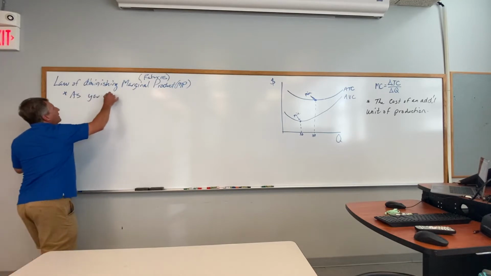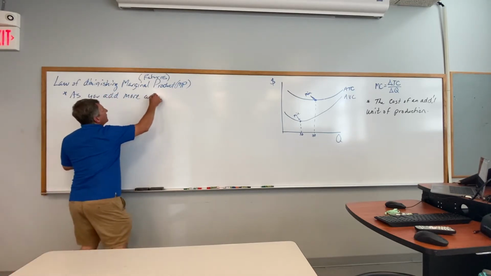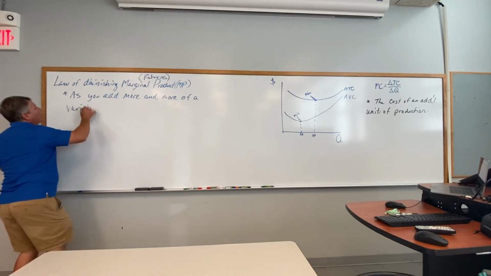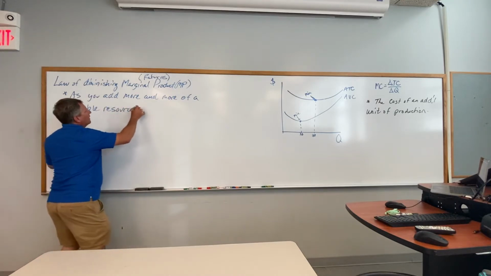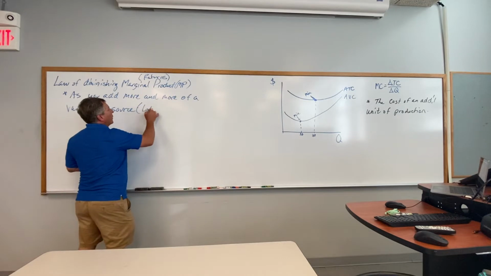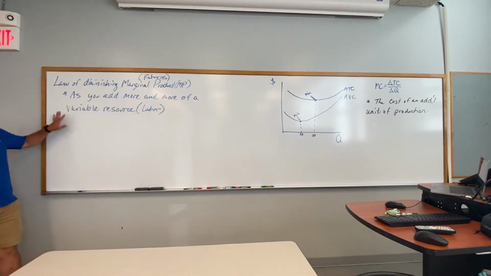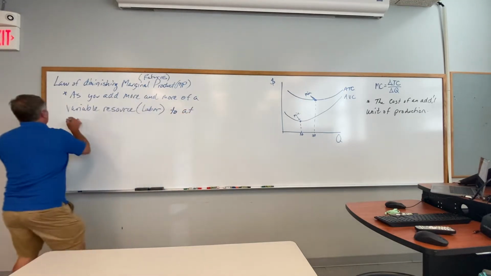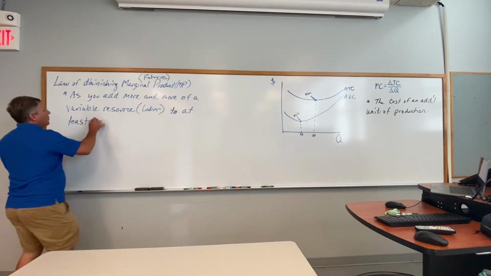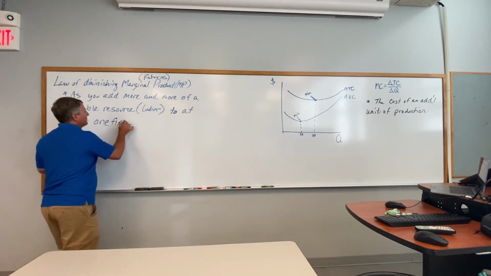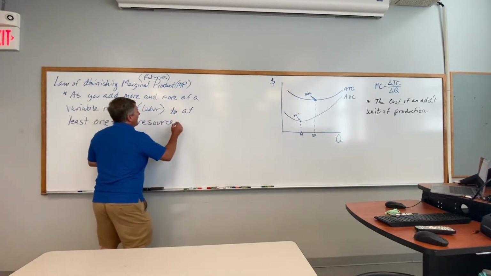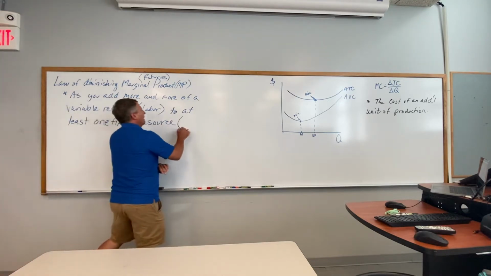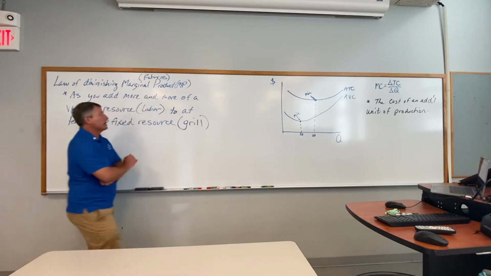As you add more and more of a variable resource, in my example it was labor, more RUSs. As you add more and more of a variable resource to at least one fixed resource, as you add more and more of a variable resource like labor to at least one fixed resource, that was our capital, the grill in our example.